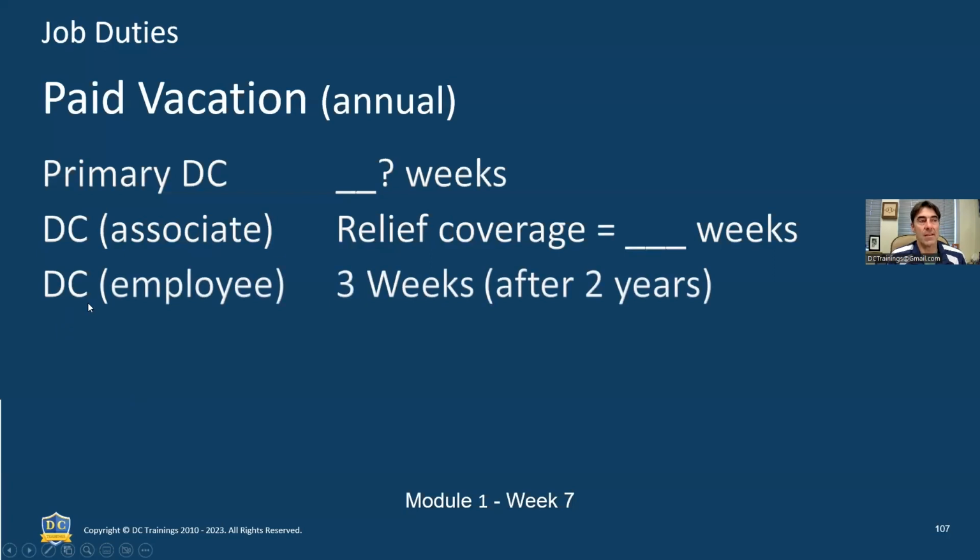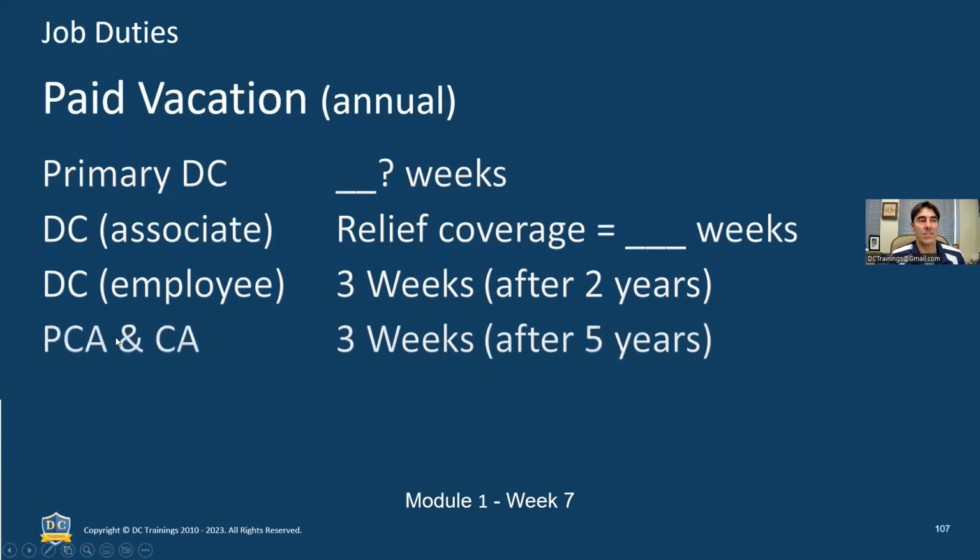That would be an associate. Then a DC employee, then there's just a set time for vacations. I'll continue on. PCA and CA, one of the things I do in my office is after 5 years of employment, they get 3 weeks off of paid vacation per year. It's just a nice incentive for them. They get a little extra time off, which we all enjoy. And it really adds to longevity for them to stay with your practice for the long term.